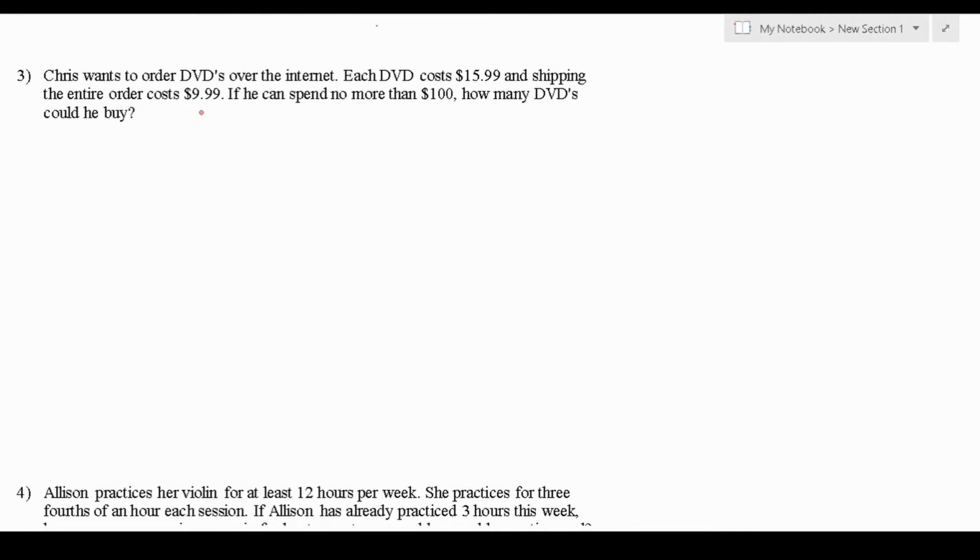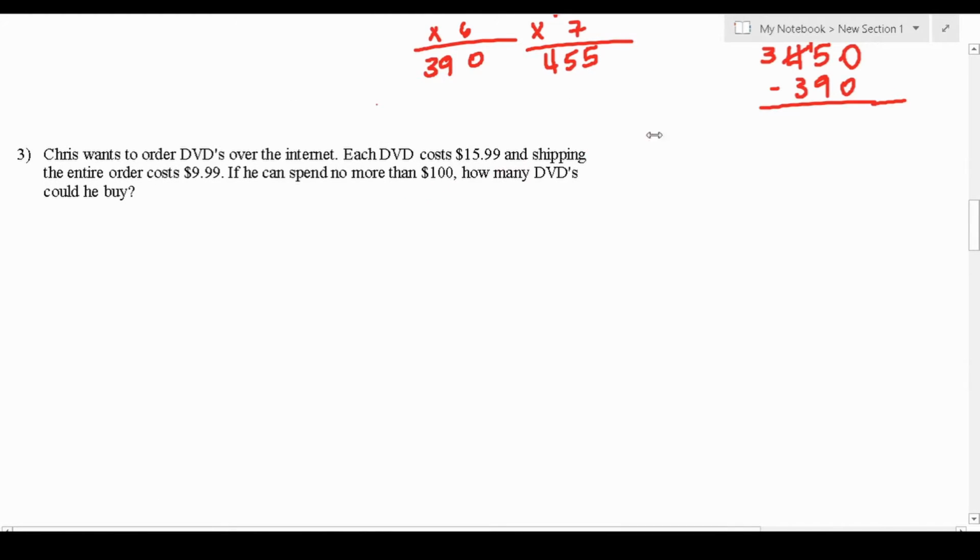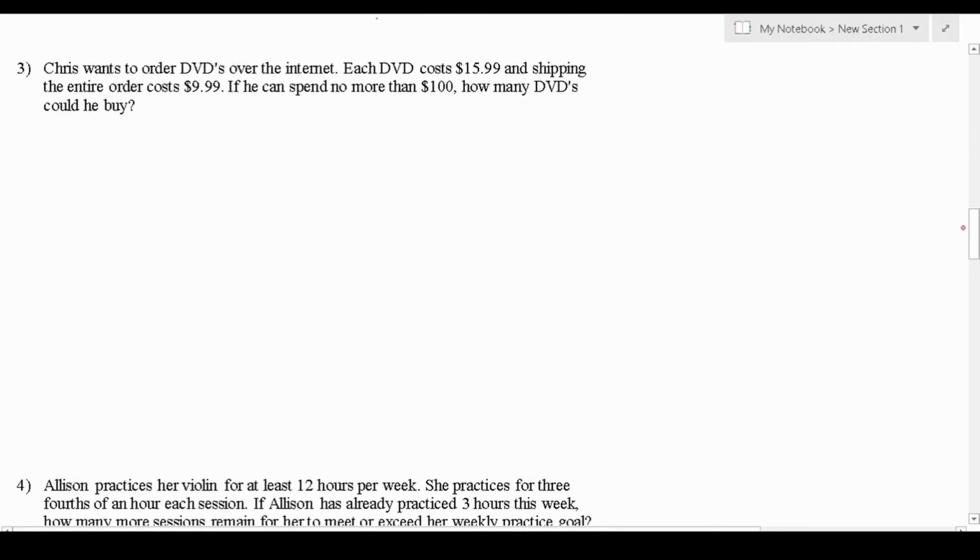All right, number 3 says Chris wants to order DVDs over the internet. Each DVD costs $15.99, and shipping the entire order costs $9.99. If he can spend no more than $100, how many DVDs could he buy? So in this case, we have to realize that he can spend up to $100, including $100. So in other words, we're either going to use less than or equal to or greater than or equal to as our inequality sign.